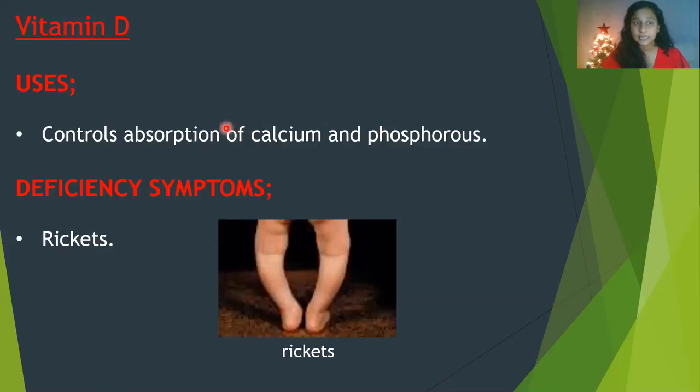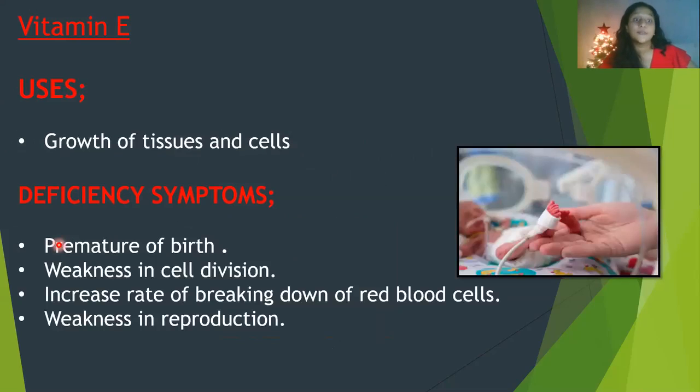And then vitamin D. The use of vitamin D is controlling absorption of calcium and phosphorus, and the deficiency symptom is rickets. Your legs become curvy, like brackets. Vitamin E: the use of vitamin E is growth of tissues and cells. The deficiency symptoms are premature birth, weakness in cell division, increased rate of breakdown of red blood cells, and weakness in reproduction.